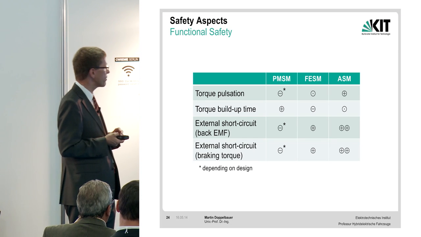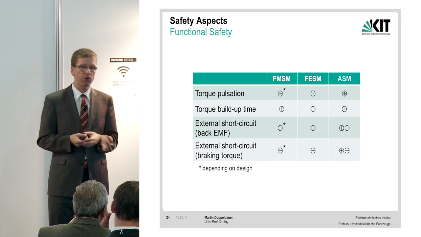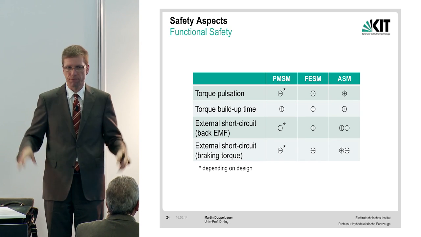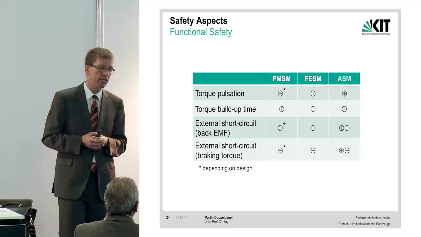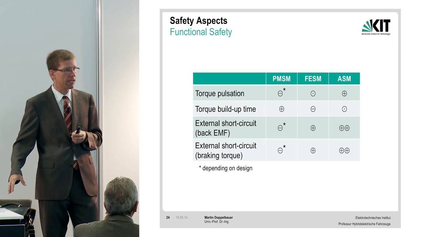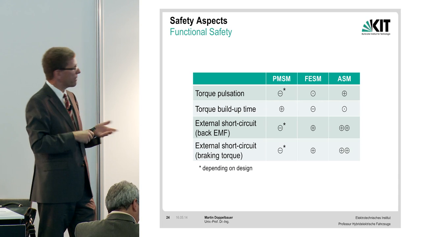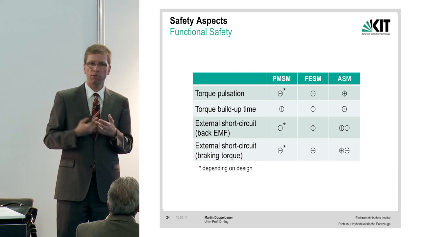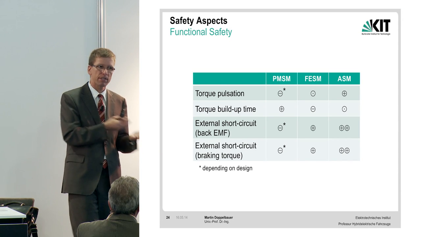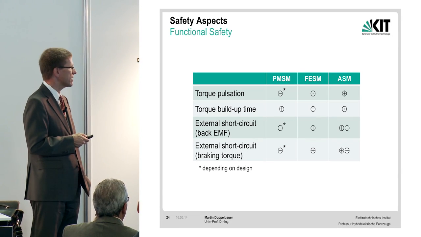Also, the problem of braking torque. If you have a short circuit, the PM machine will give you a braking torque. You may not want to have that if you're riding a car on the highway and you have, let's say, four motors, one on each wheel, and then one of the motors, one of the converters has a short circuit and the motor starts braking. It's not a good driving situation. Your car will spin off the highway. But then again, there are other scenarios where you have one machine for two wheels and you probably really don't care about the braking torque. So again, this is something that has to be looked at in the design phase and stage.